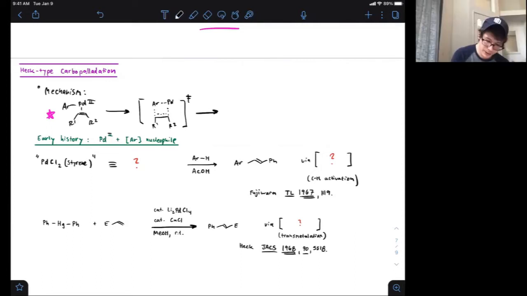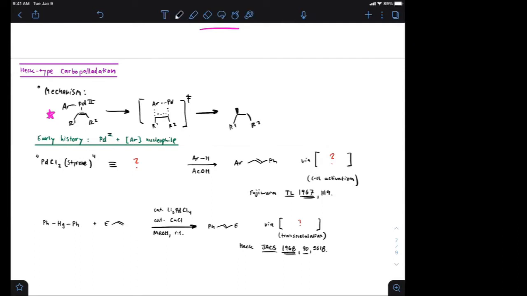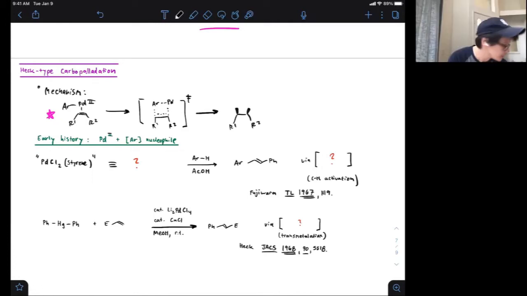Okay, that is going to give us an alkyl palladium, where these two groups are now installed syn to one another. And this is an important point, and this is really what I wanted to comment on. So let's draw the implicit H atoms here as well, just for complete clarity. So what's next?